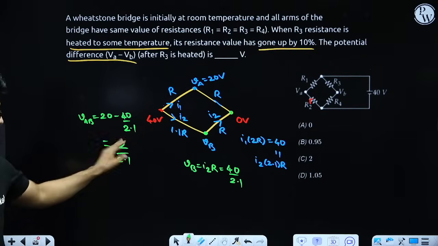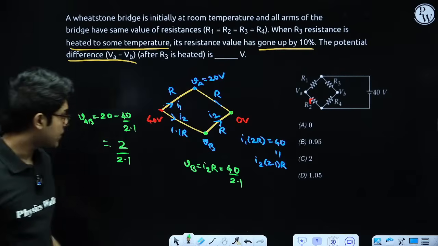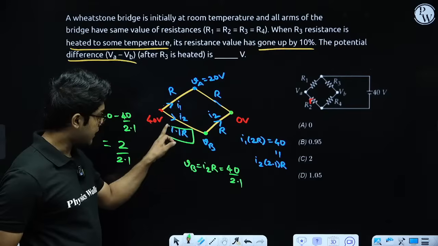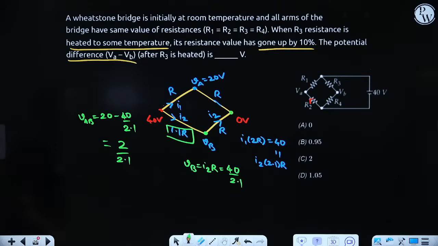So yeah, this question is pretty simple. It's just that this one resistance became 1.1 R. After that, it's Ohm's law.